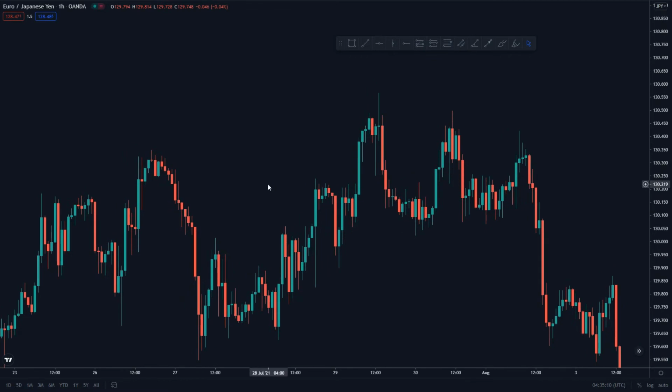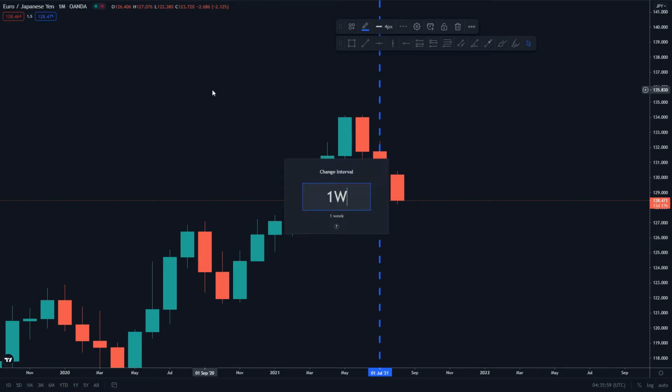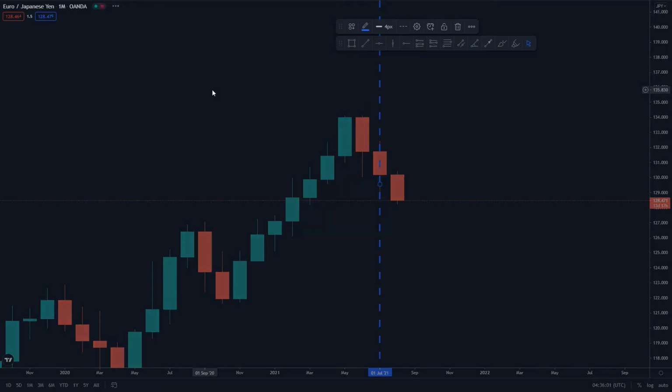This is 1 month. So all these candles are representing each and every month. So the previous month is this one. I'm going to mark the previous month with a blue vertical line, right? And then now I'm going to scale down to the 1 weekly time frame.